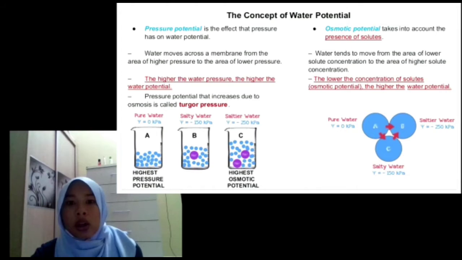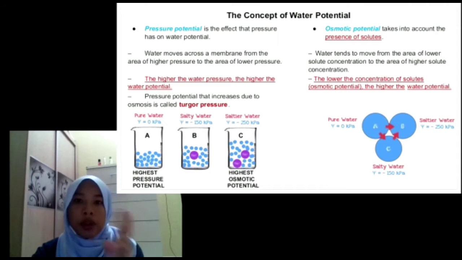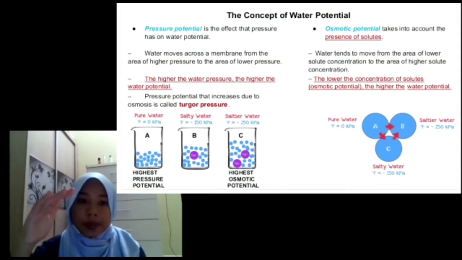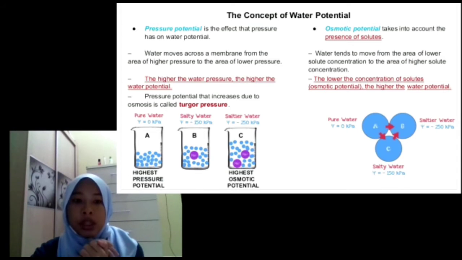Alright, what is the concept of water potential? The concept of water potential is divided into two, which are the pressure potential and the osmotic potential. The pressure potential is the effect that pressure has on the water potential. The water will move across the membrane from the area of higher pressure to lower pressure. So the higher the water pressure, the higher the water potential. Other than that, turgor pressure is the pressure potential that increases due to osmosis.